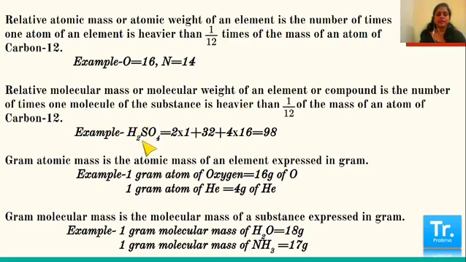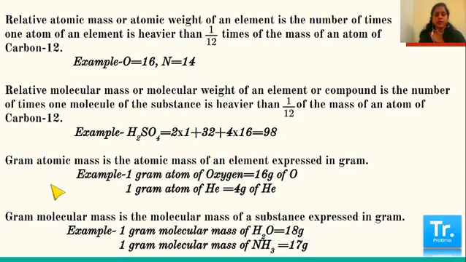And one example, let me say sulfuric acid, H2SO4. So 2 into 1, because hydrogen's atomic mass is 1, plus 32 because sulfur's atomic mass is 32, and 4 into 16, you know why, and the sum total is 98. So we had done this and I have just revised.